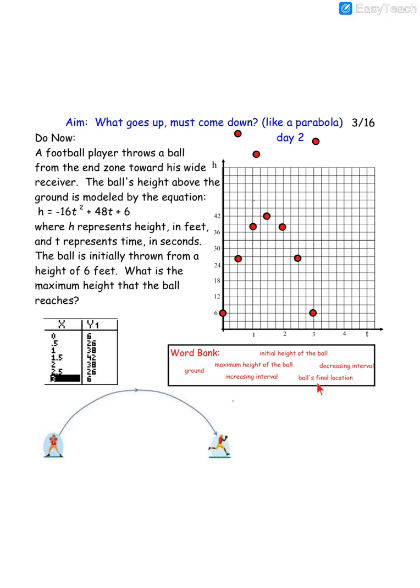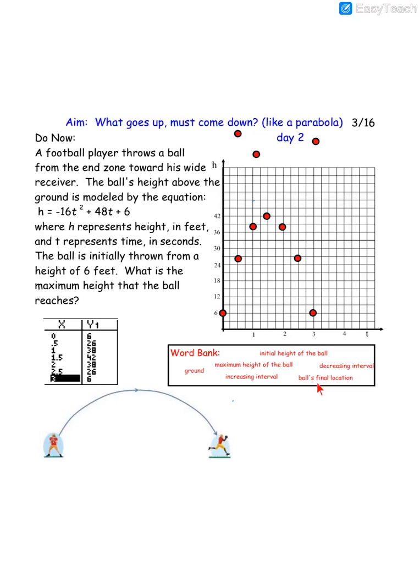It says a football player throws a ball from the end zone toward his wide receiver. The ball's height above the ground is modeled by the equation h equals negative 16t squared plus 48t plus 6, where h represents the height in feet and t represents the time in seconds. The ball is initially thrown from a height of 6 feet. What is the maximum height that the ball reaches?